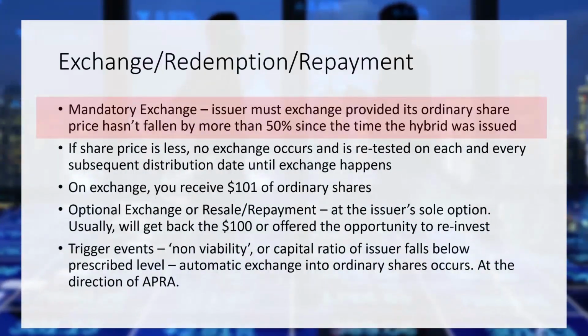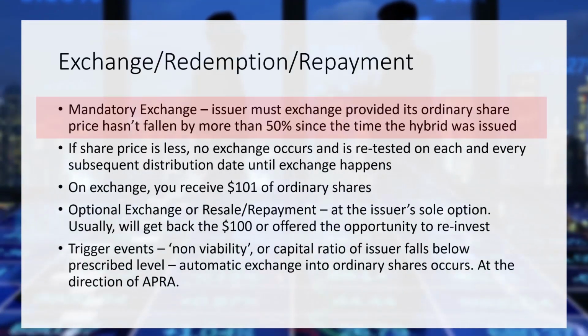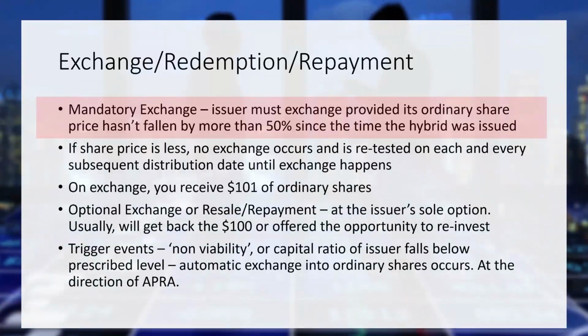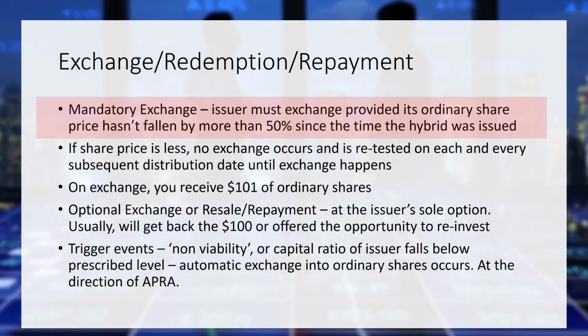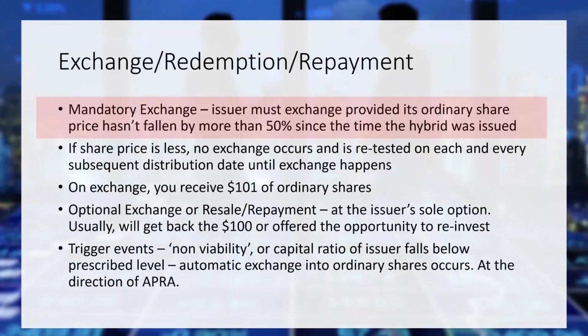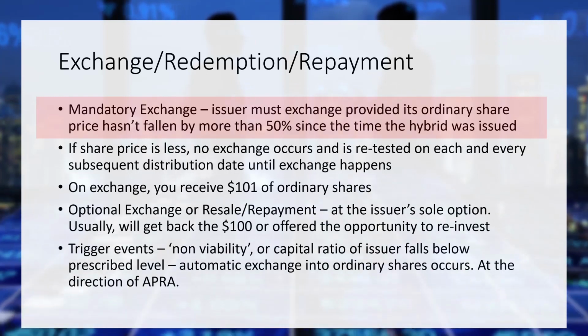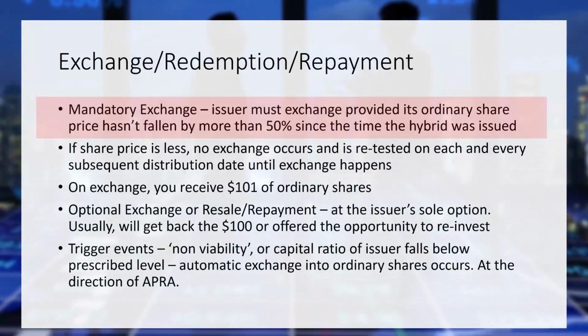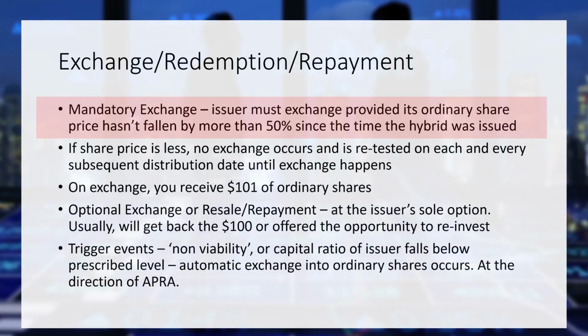And on this date, the issuer must exchange, provided its ordinary share price hasn't fallen by more than 50% since the time the hybrid was issued. So, for example, Commonwealth Bank has got an issue in the market. Its share price is around about $80. The term of the hybrid is about 9 years. If on that date CBA's share price is more than about $40, it must exchange. If it's less than $40, it doesn't exchange.